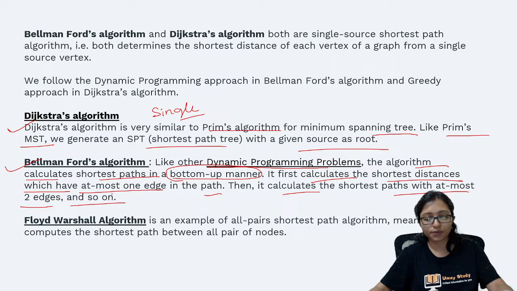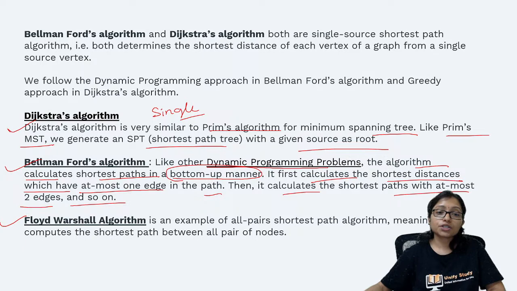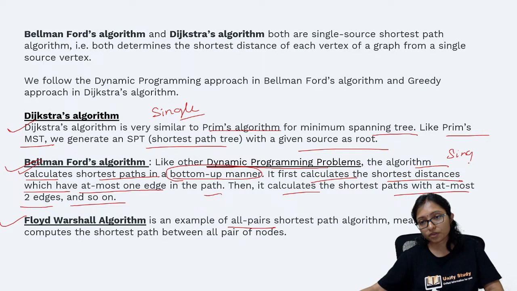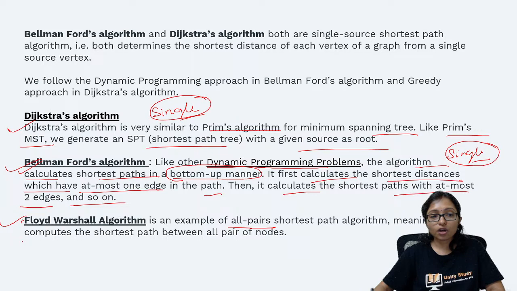In this way, this is going on Bellman Ford. Floyd Warshall is an all pair algorithm. This one is also single source. This one is also single source. This one is also single source. But only Floyd Warshall is all pair shortest path.